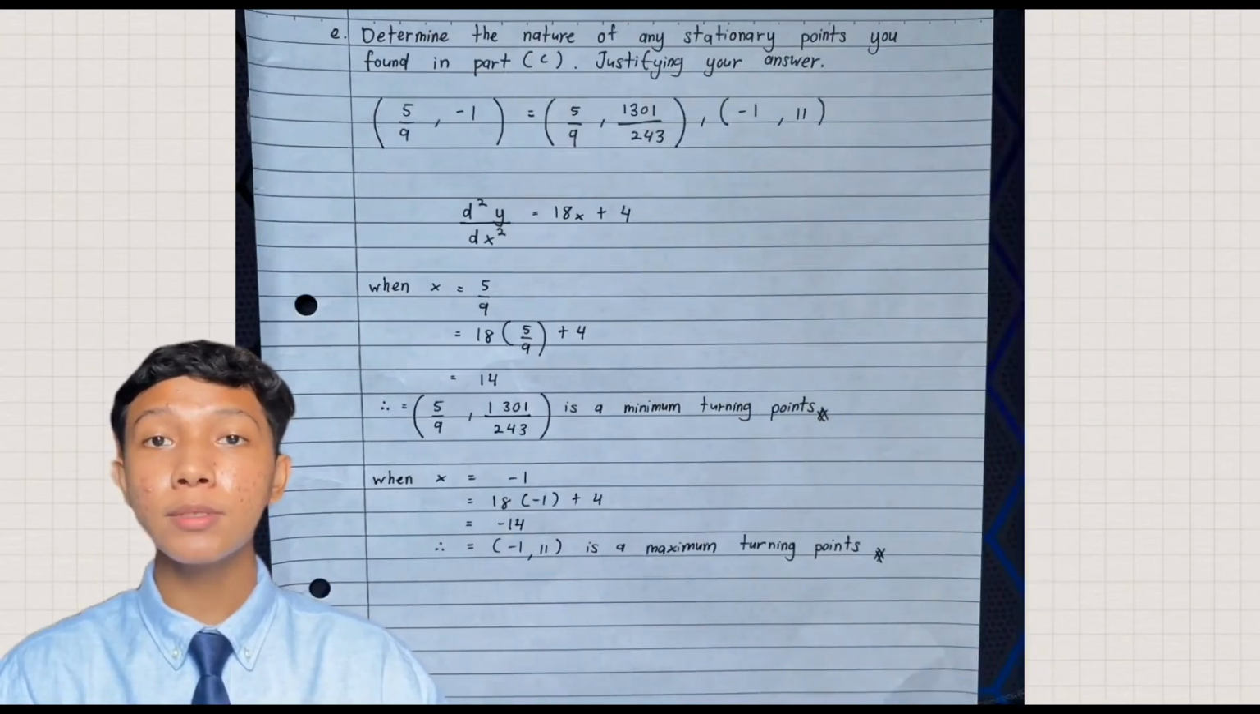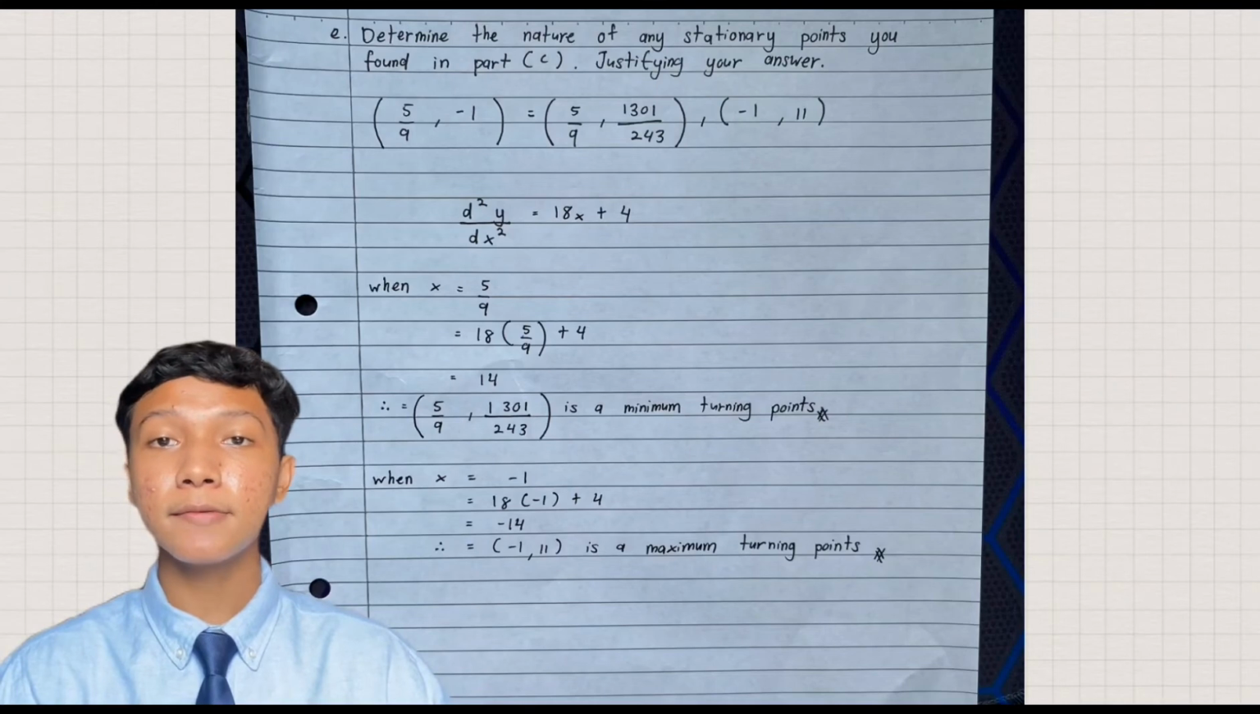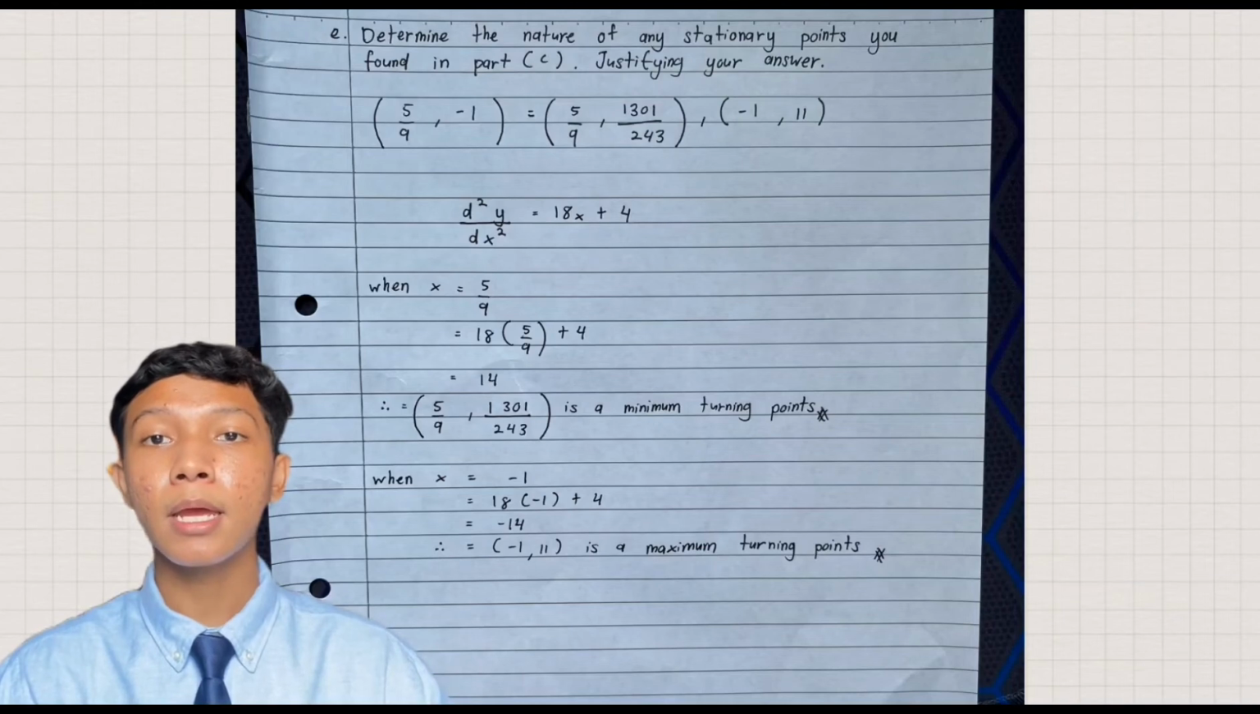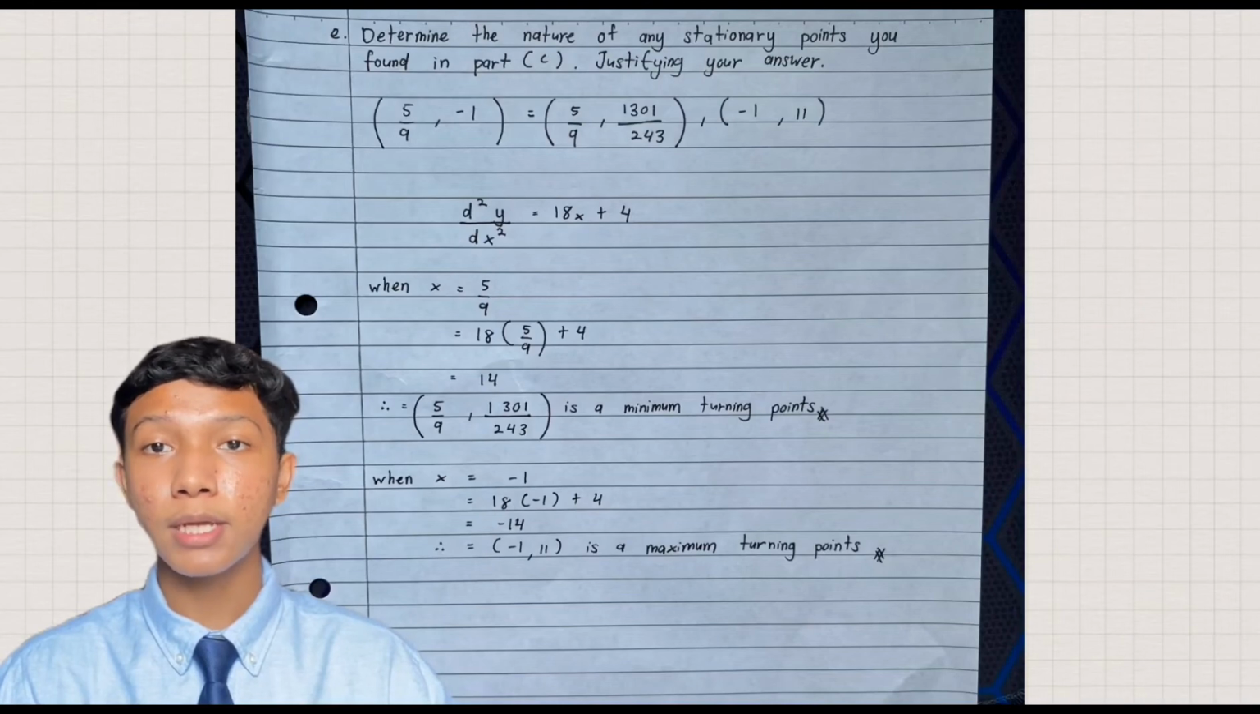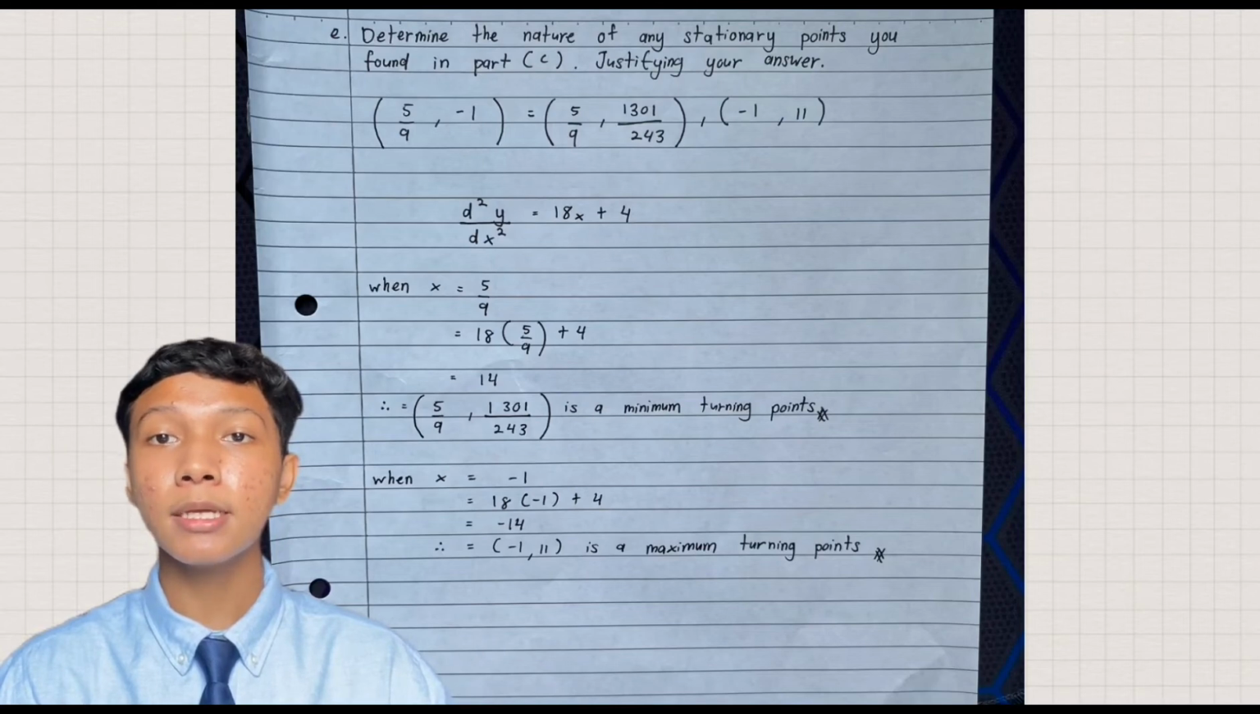Now we go to question E. Question E is determine the nature of any stationary point you found in part C, justifying your answer. So we got the points 5 over 9, 1301 over 243 and negative 1, 11. After that, you should differentiate dy over dx again to get d squared y over dx squared equals 18x plus 4. Then we continue our work.